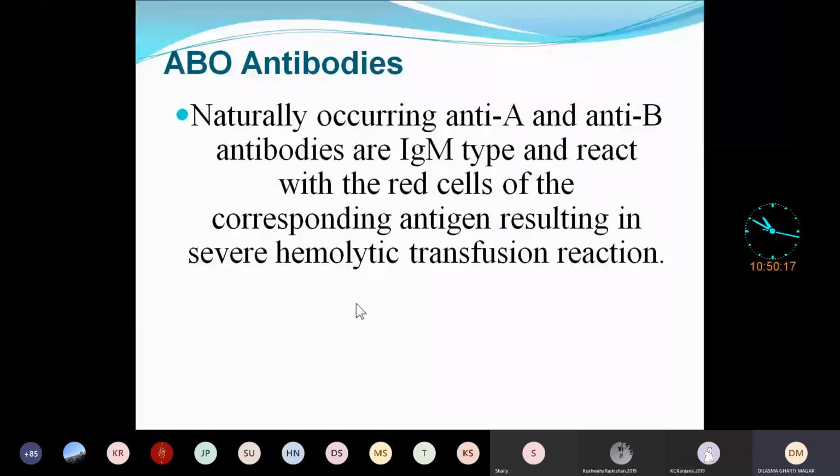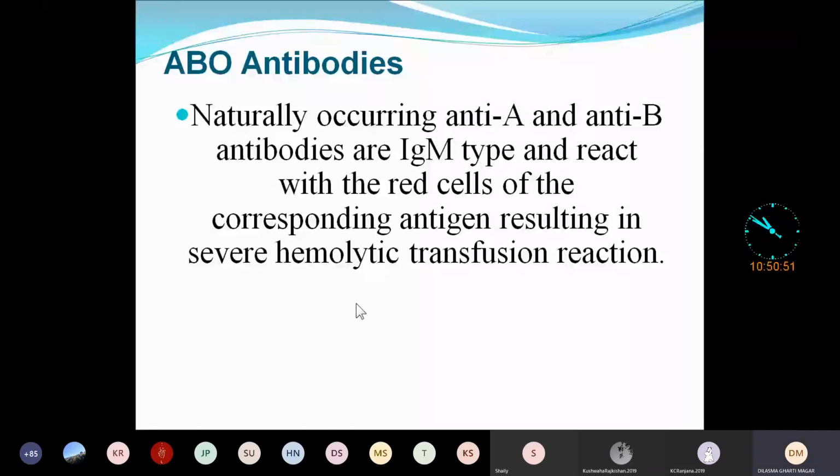Suppose one person is blood group A and another person is also A blood group. Usually we don't give blood like that, but still we will do the major cross matching and then the minor cross matching. Only then will we do the transfusion. Otherwise, because of other antibodies there can be a hemolytic reaction, and we do not want that hemolytic reaction to occur. So we do the cross matching and then we give the blood.